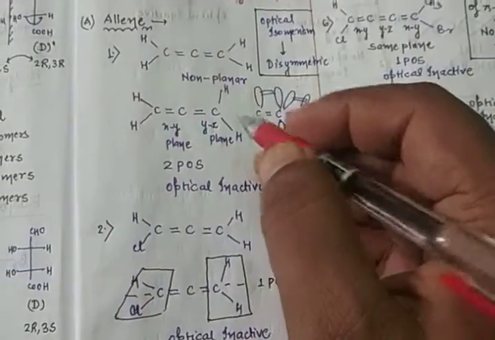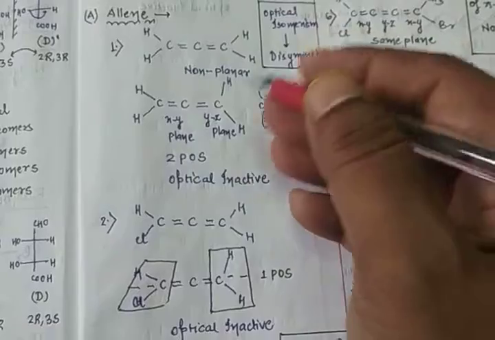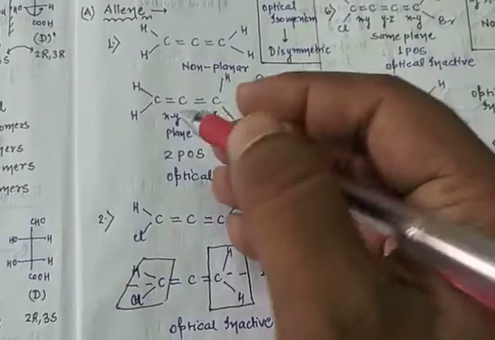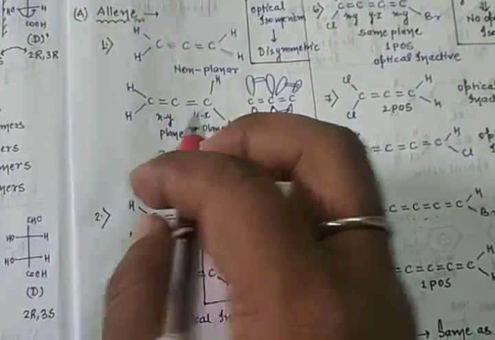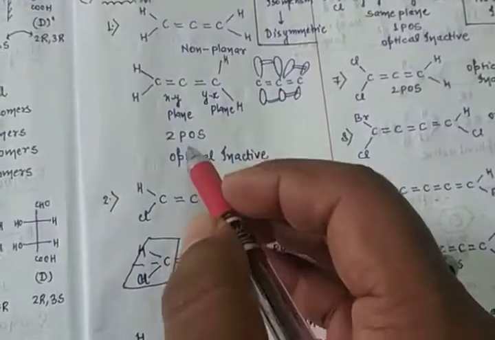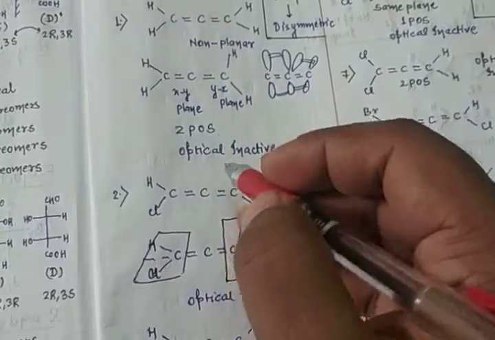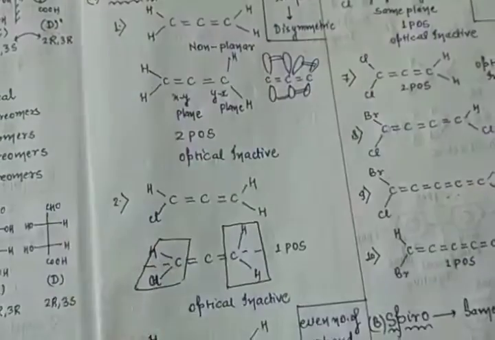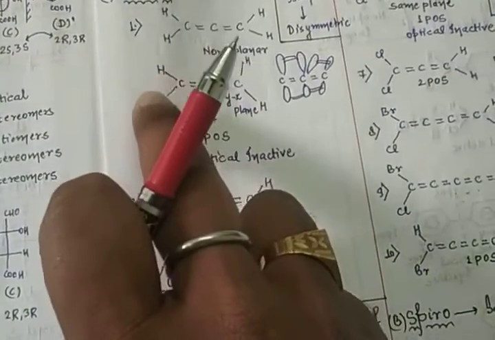Again there is one hydrogen on the front side and one hydrogen on the back side. So this is one plane of symmetry and this is again one plane of symmetry. There are two planes of symmetry. So a plane of symmetry is there, and you know very well this is optically inactive. Clear 100%?